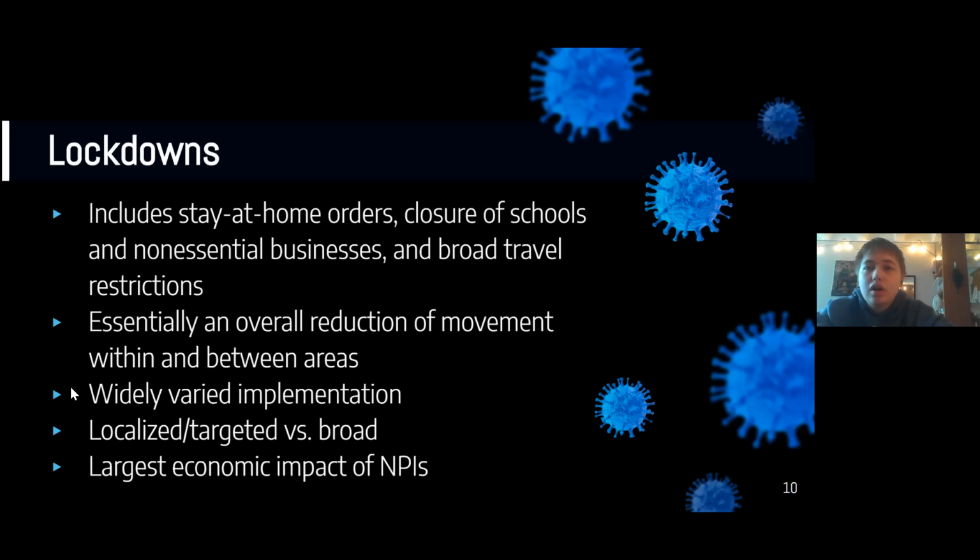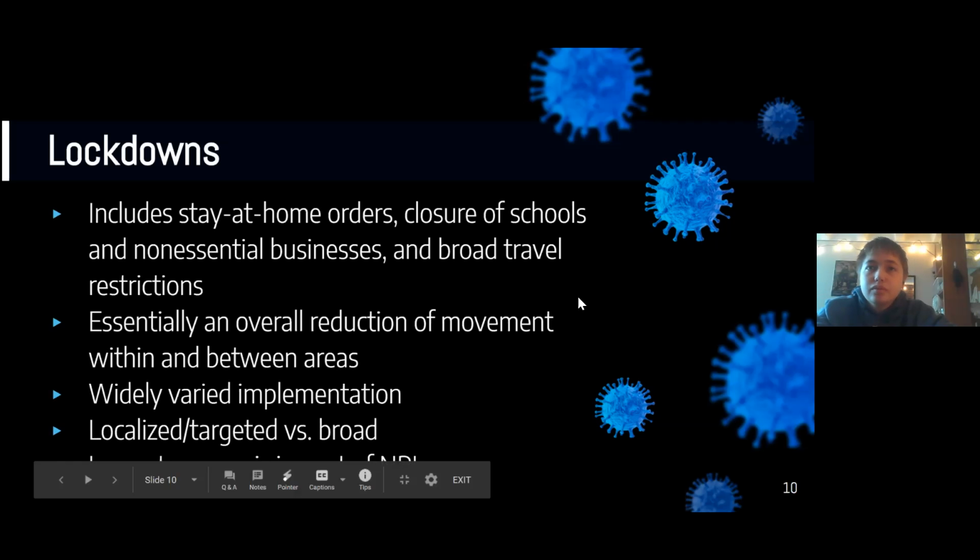And so lockdowns are often implemented when cases have gotten to the point where other policies, other NPIs, such as testing and contact tracing, either there's not enough capacity or they've been sort of overrun. Because lockdowns are kind of a broad brush restriction.